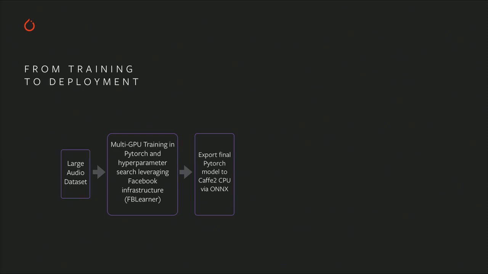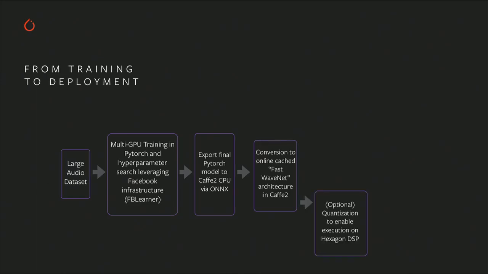After we arrive at our final model and perform evaluation, we then export this model from PyTorch to a Caffe2 CPU-only version, making use of ONNX. We then perform another step in which we convert this Caffe2 model to a fast online cached version called Fast WaveNet, which enables real-time speeds. We then optionally quantize this model so that it can be run on a Hexagon DSP. Running our model on the Hexagon DSP allows us to preserve CPU for other applications and games.